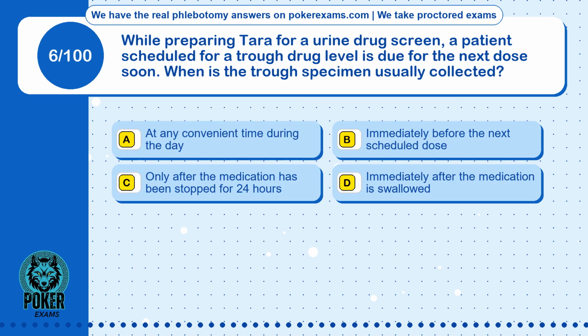Question 6. While preparing Tara for a urine drug screen, a patient scheduled for a trough drug level is due for the next dose soon. When is the trough specimen usually collected?